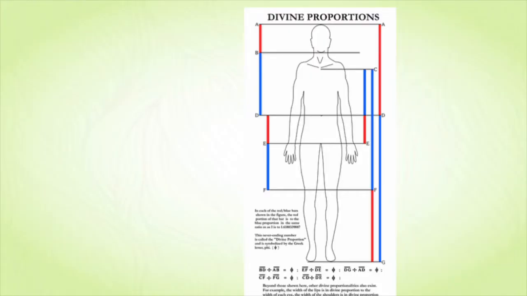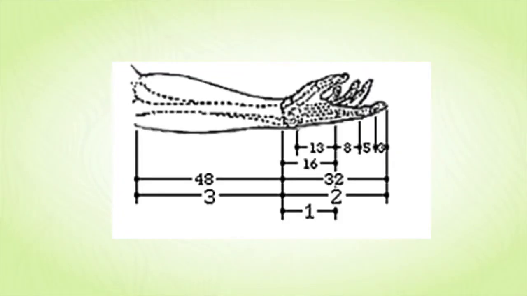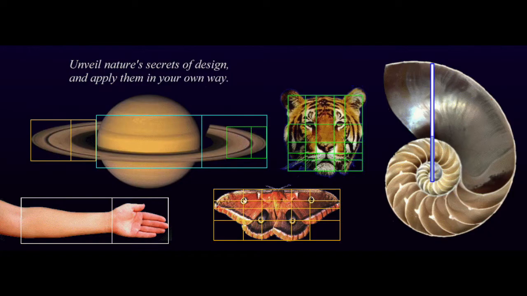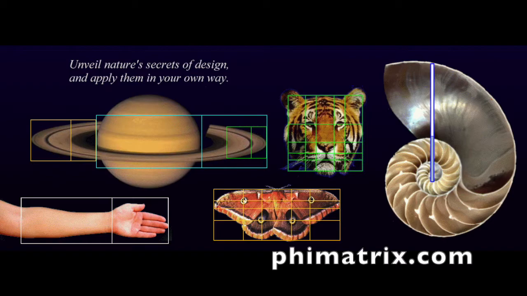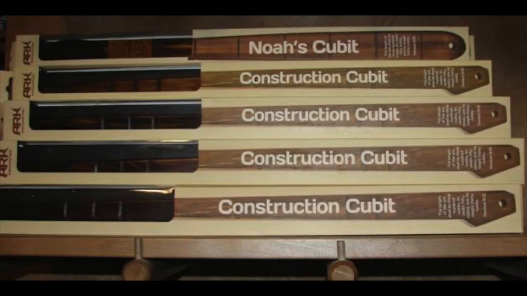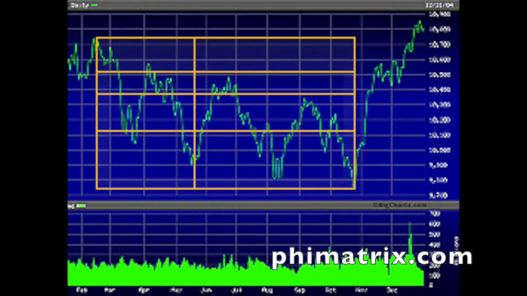Phi ratio appears in the human body, in other animals, in the Bible, the stock market, and other statistical models. It's everywhere.